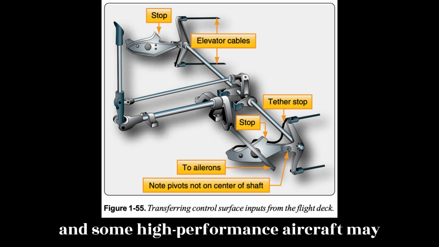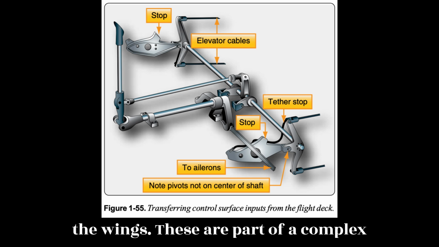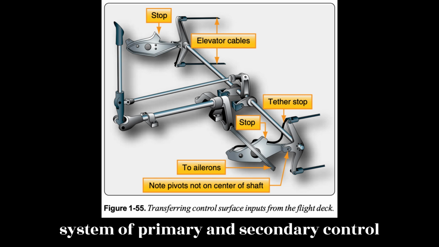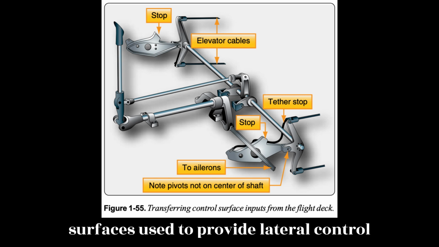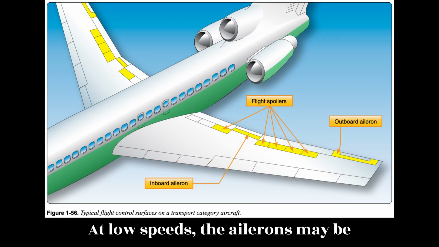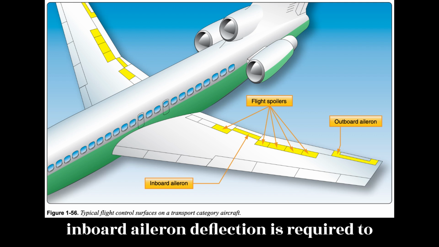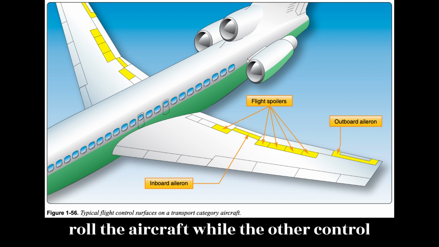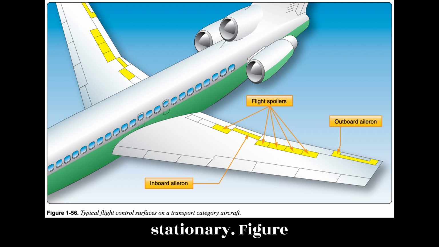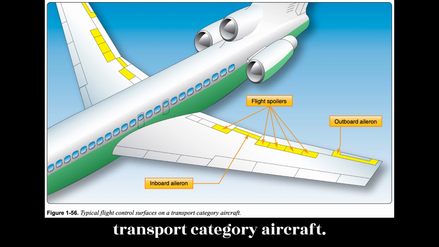Large aircraft and some high-performance aircraft may also have a second set of ailerons located inboard on the trailing edge of the wings. These are part of a complex system of primary and secondary control surfaces used to provide lateral control and stability in flight. End of page 1-24. At low speeds, the ailerons may be augmented by the use of flaps and spoilers. At high speeds, only inboard aileron deflection is required to roll the aircraft while the other control surfaces are locked out or remain stationary. Figure 1.56 illustrates the location of the typical flight control surfaces found on a transport category aircraft.